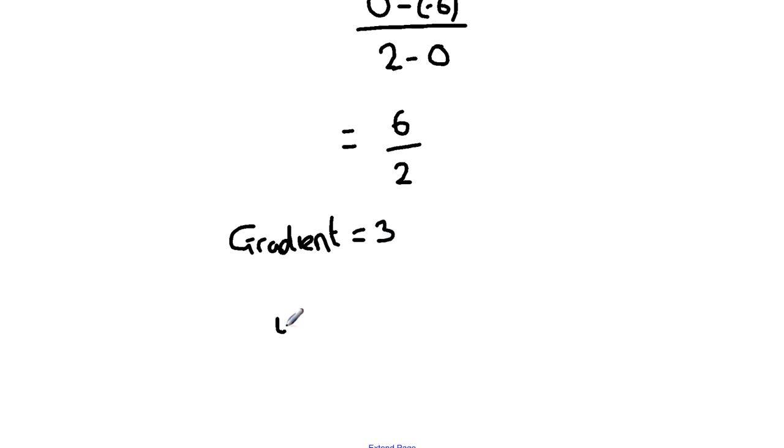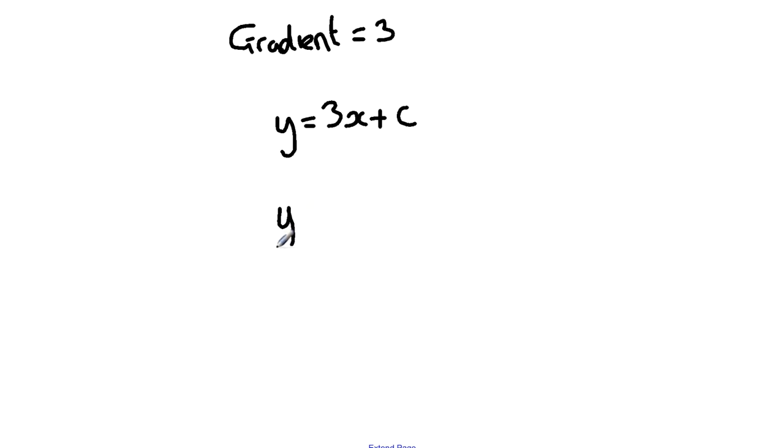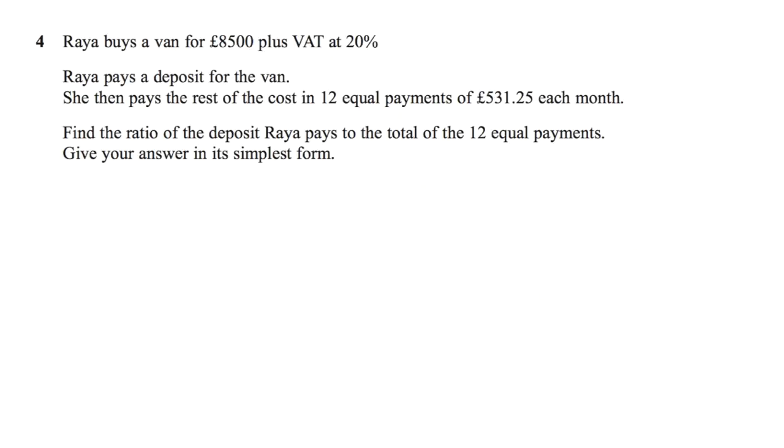So we have, so far, the equation of the line is 3x plus C. Now C is where the line crosses the y-axis. So if we look at the graph, the line crosses the y-axis at minus 6, so therefore C is minus 6. So our final answer should be y equals 3x minus 6. That's the final answer.